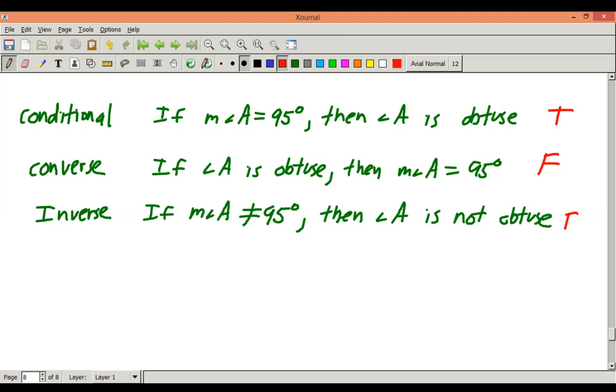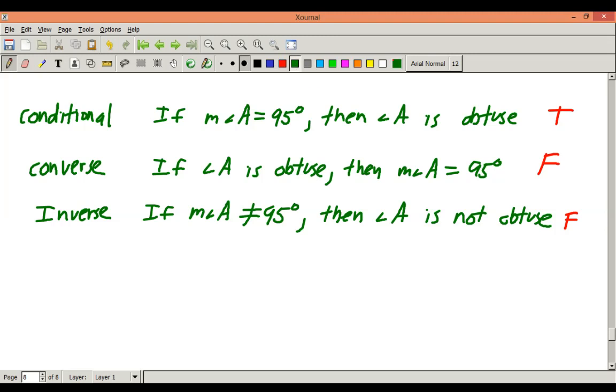It's false. Because I can find a measure for angle A that's not 95, so I can make that first part true, like 94. And then the conclusion is it's not obtuse, which is wrong, because 94 degrees is obtuse. So I found a number that made the hypothesis true in the inverse and the conclusion false. That makes the statement false. 94 is a counterexample.